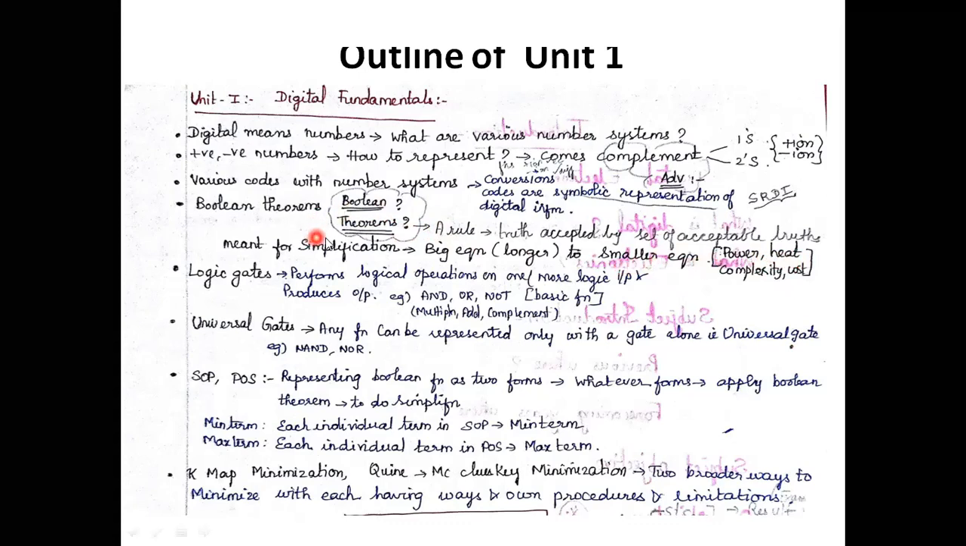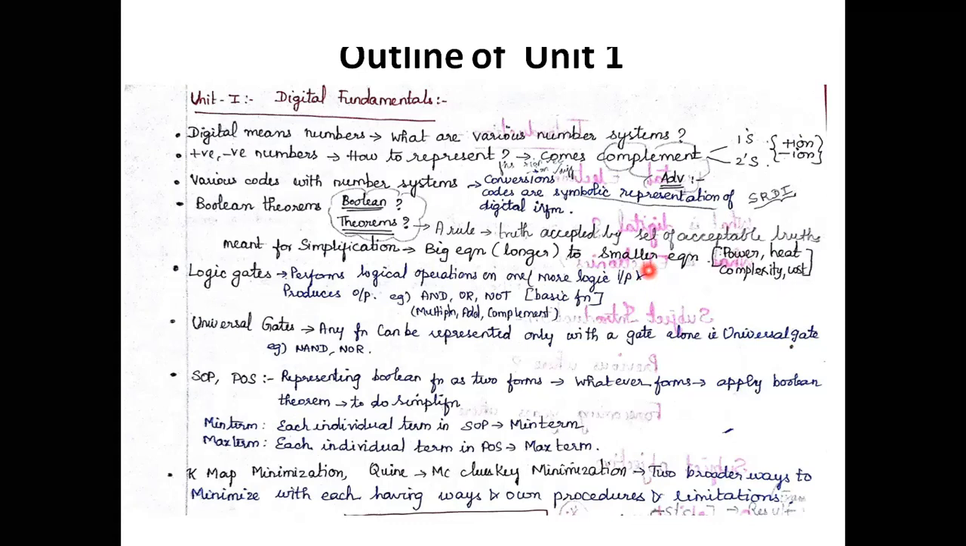So what do we want to learn these Boolean theorems for? These Boolean theorems are basically meant for simplification, which means that a very long equation with more variables and operations can be simplified into a smaller equation. Hence, we will reduce the number of variables, and we can reduce the number of operations performed in it.